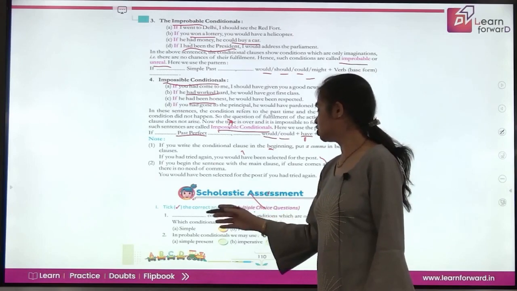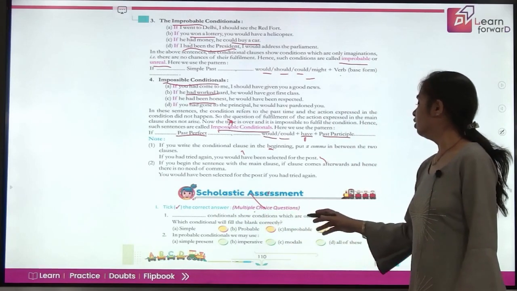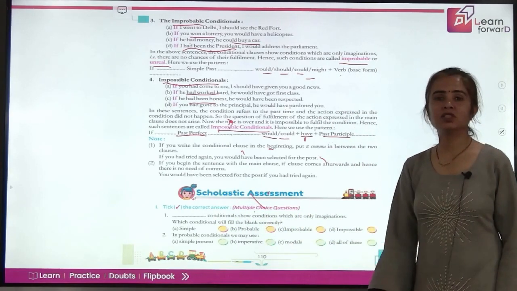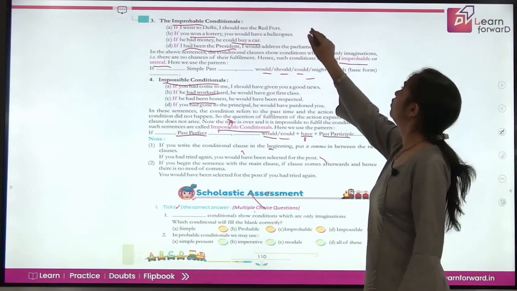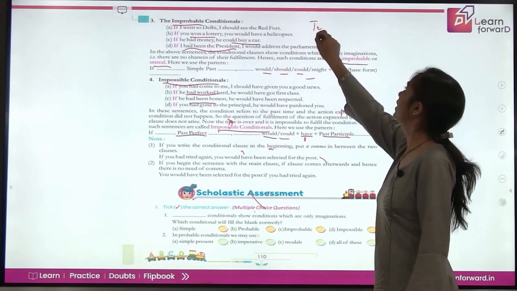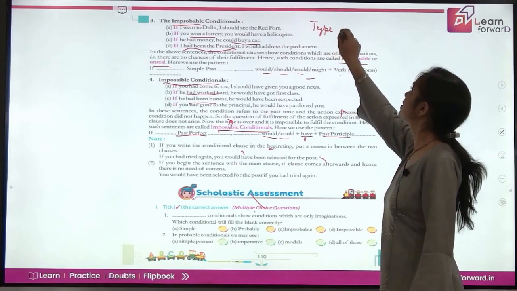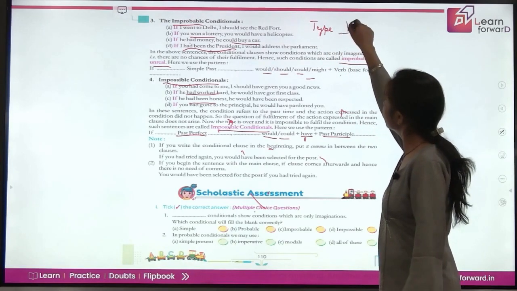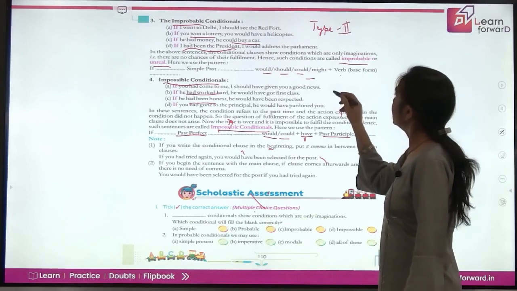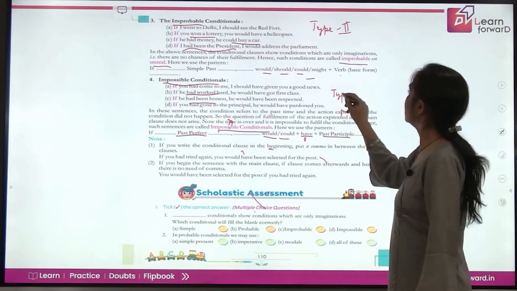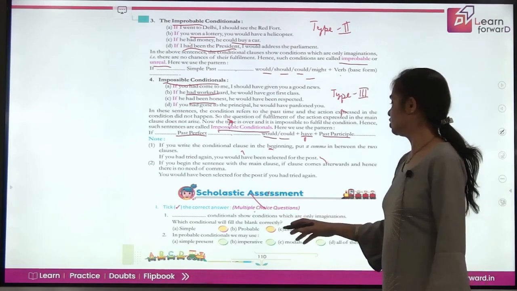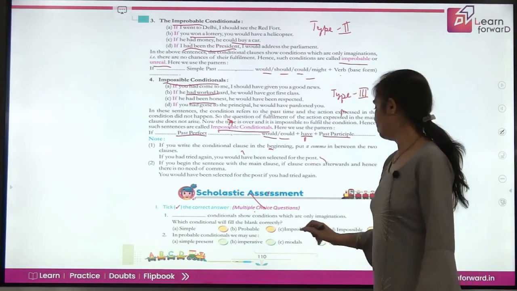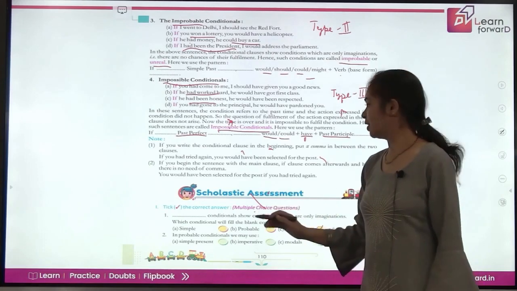MCQs for you. Dash conditionals show conditions which are only imaginations. So which conditionals are those? This is type 2. We have already learnt about type 0 and type 1 earlier. So this is type 2. And this is type 3. So what are these conditionals? They are improbable conditionals. They are only imaginations.